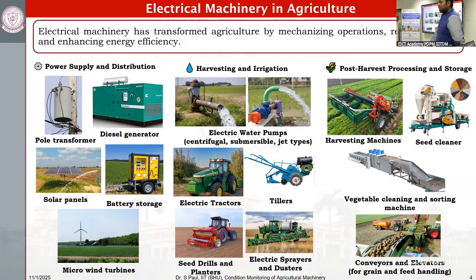For the post harvesting process as well, we have the harvesting machine, we have seed cleaner, we have vegetable cleaning, and then conveyors and elevators. Though you have not seen so many things in our country, mostly they are popular in foreign countries, and a few of them we obviously use in India.